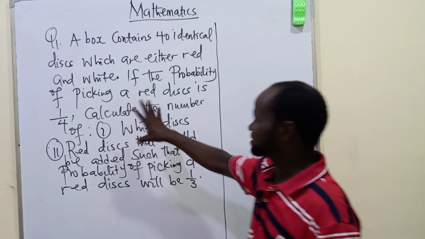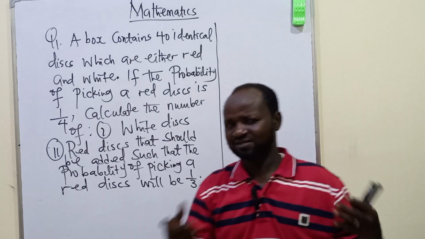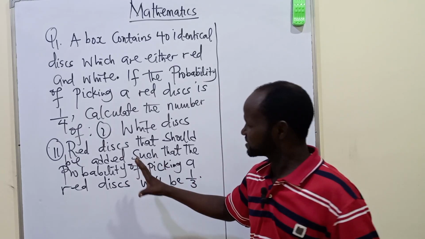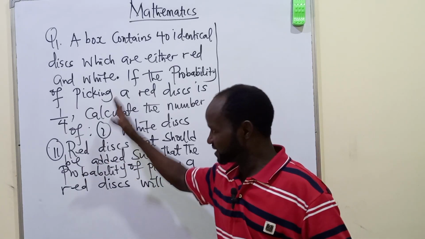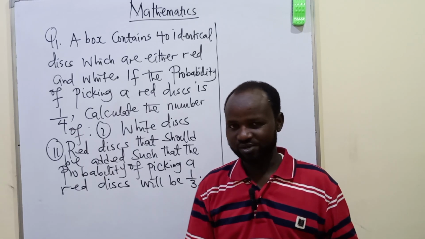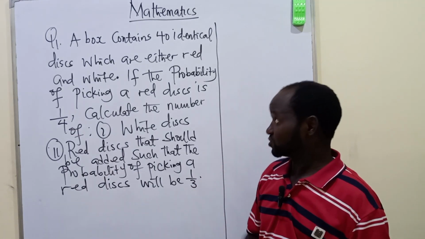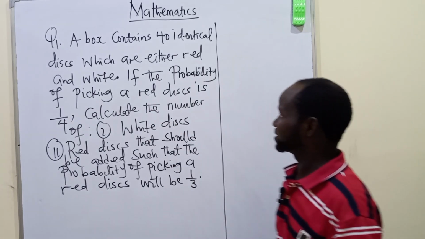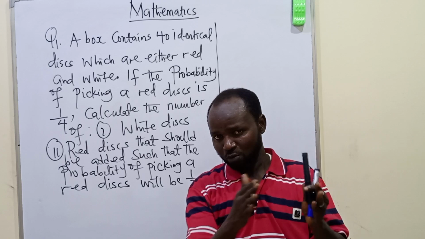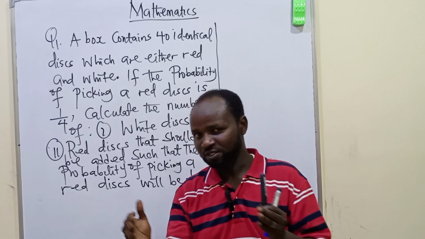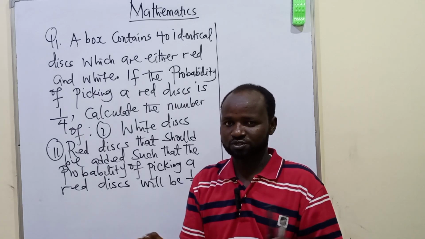First thing to do is to interpret the question very well. Students tend to find probability hard sometimes, but probability is easy if you can understand the concept. And I believe at the end of this video, you will understand probability very well. Let's look at how we can solve this together. The formula for probability is the number of required outcomes divided by the total possible outcomes.